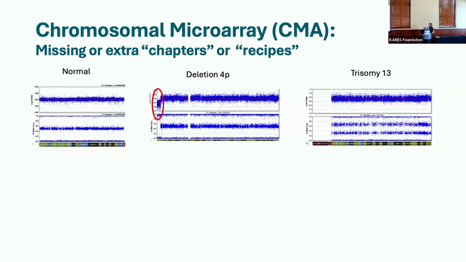And then on the other hand, this one shows that there's an extra, so this line is thicker, and when we're looking at this in the lab, we can tell it's a little bit higher, and down here we can see there's an extra line, and that tells us that there's a whole extra chromosome, so that would be trisomy 13. So again, this allows us to say whether there's missing or extra genetic material.